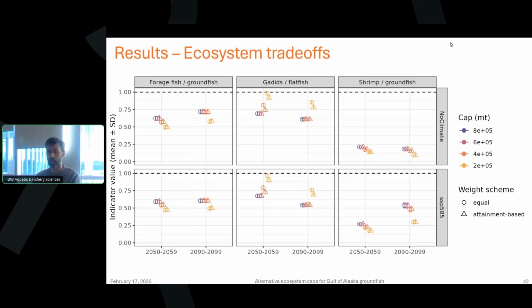We're looking at some of the more universal, boilerplate ones that you can look at to get some information on the structure of your ecosystem and how that changes over time. So kind of like your ratios between forage fish biomass and groundfish on the left, or gadids and flatfish within your groundfish complex, or broader invertebrate or shrimp to groundfish indicators, and how they get affected by different cap configurations and potentially climate scenarios.